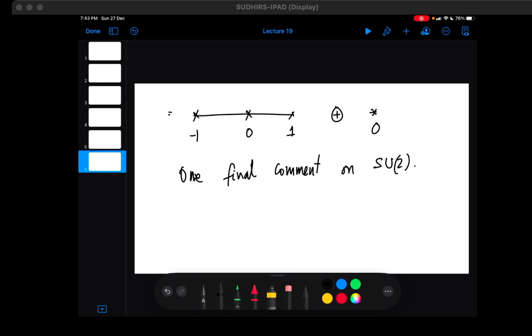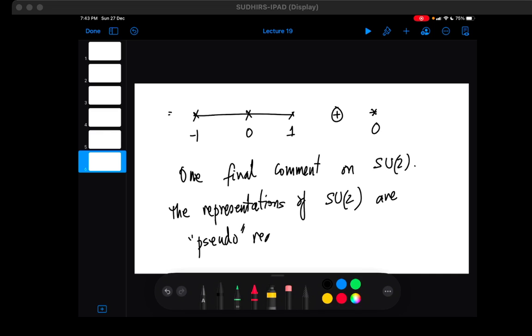The representations of SU2 are actually pseudoreal. That means they are real, so they are not complex representations.